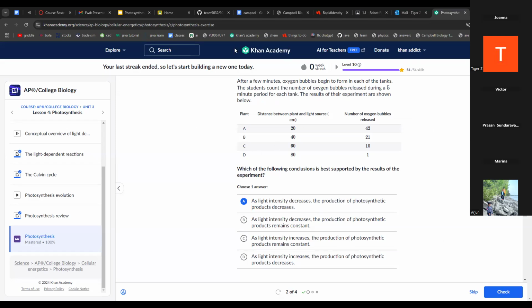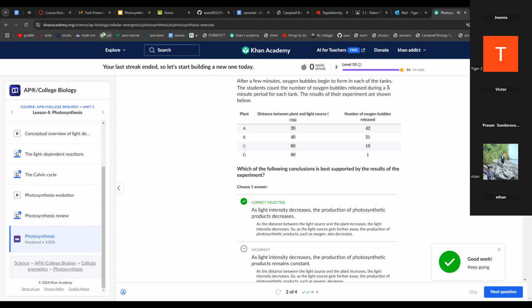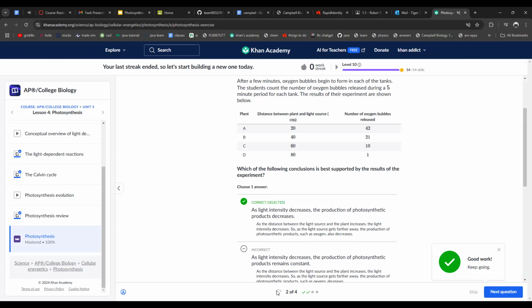Yeah, what's up, Joanna? It says for A, as light intensity decreases, the production of photosynthetic products decreases, but shouldn't the light intensity increase as it gets closer to the light source? It says decreases. So if you're getting less light, it's going to produce less products. Oh, I might have read it wrong. Yeah, you're good. Nice job, guys. If you guys don't have any more questions, I guess we can end this meeting now.